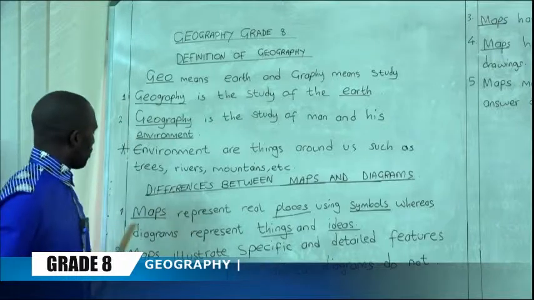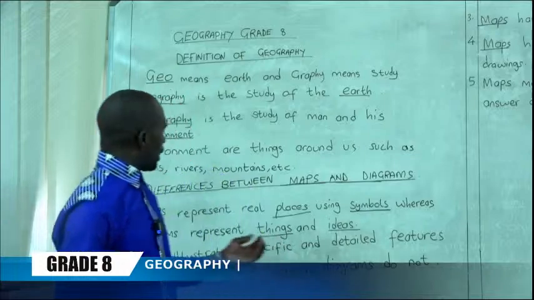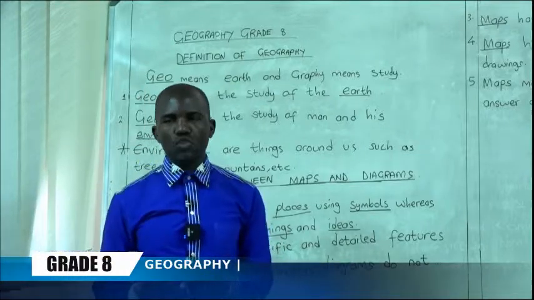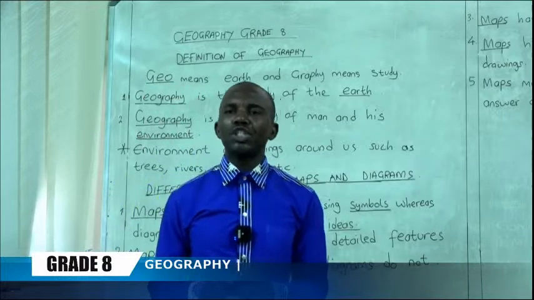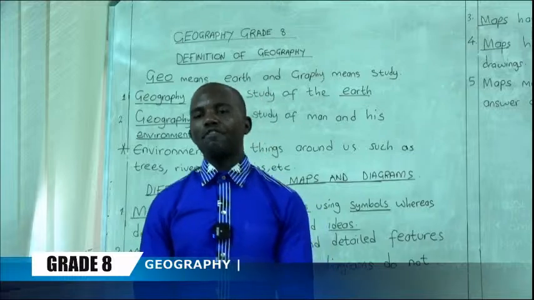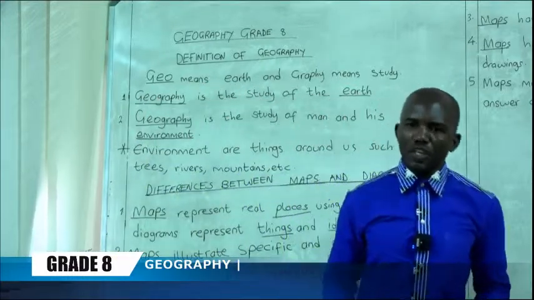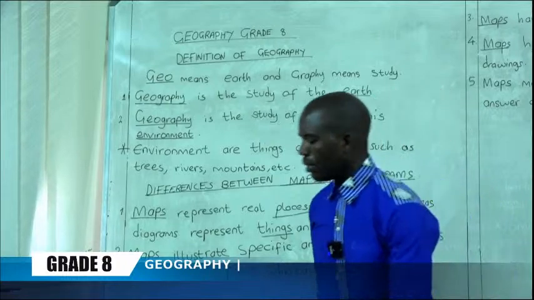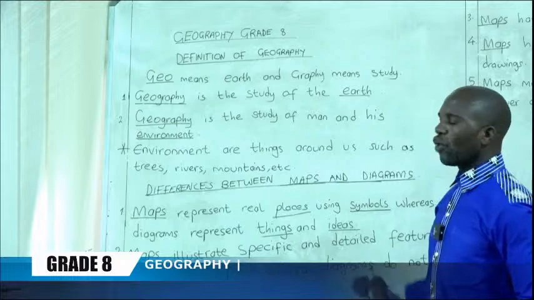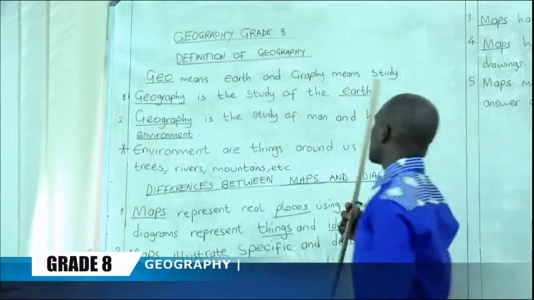When we go to number 2, maps illustrate specific things and details that include features shown on those maps. Things that could include mountains, valleys, plateaus, and many more things found on maps. Then the diagrams, on the other hand, do not represent specific things.